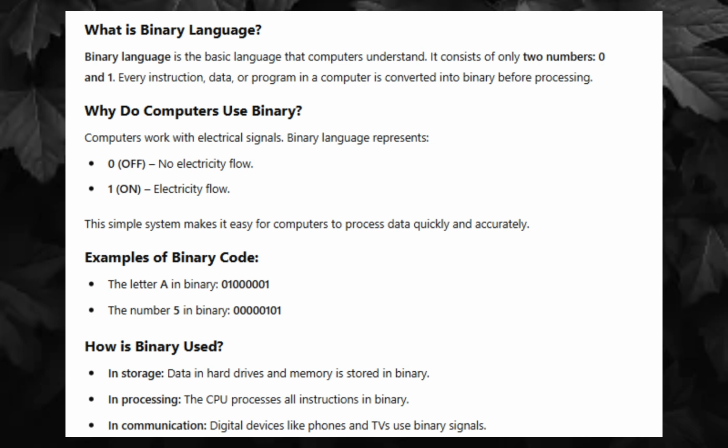So why do computers use binary language? Computers work with electrical signals, as I discussed before, analog and digital signals. Zero means no electrical flow and one means flow, so on and off. There are some examples of binary codes, such as the letter A in binary and the number 5. Binary is also used to store data in hard drives.